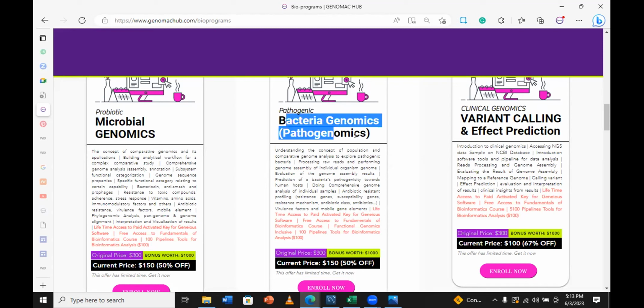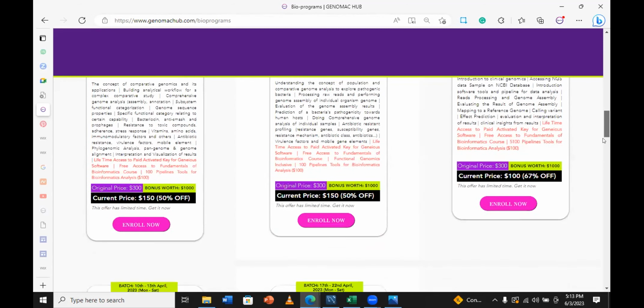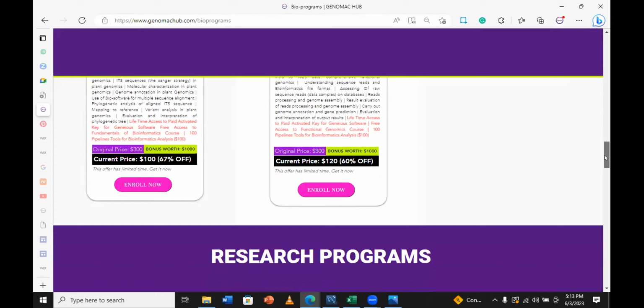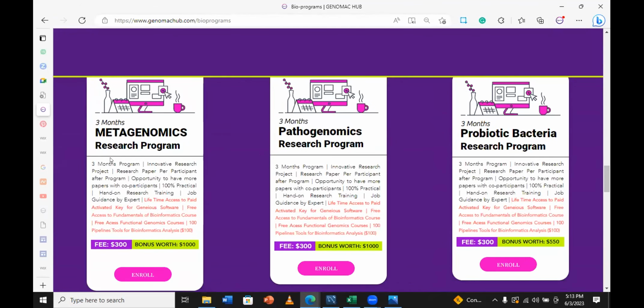And also we have pathogenic bacteria, which deals with genomics of infectious disease, where you're able to explore in detail antibiotic resistant genes, virulence factors, mobile genetic elements, and so many things. And also variant sequence analysis, plant genomics, and therapeutic peptides. Currently, we have a 3-month metagenomics research program that deals with 3-month projects, and then you have a research paper that you can publish at the end of the day.